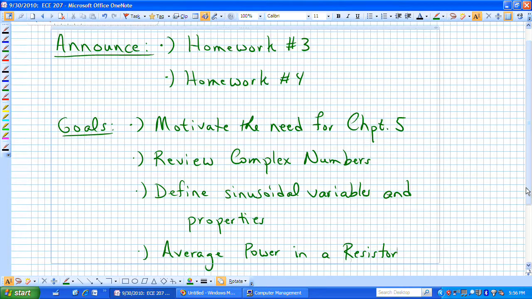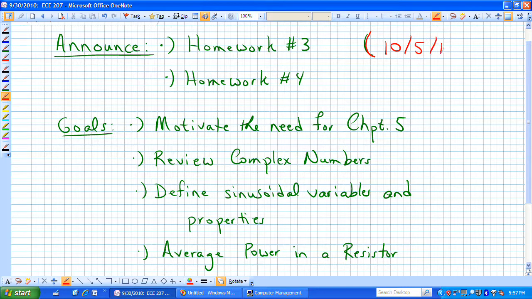Today what we want to go over really is Chapter 5, but before we do that I want to remind you that we have a couple of homework problems or sets that are due. One of those is due next Tuesday on the 5th, and the homework number 4 assignment is due on the 7th. I'm assuming that you have enough background information to work homeworks 3 and 4. Those essentially correspond to Chapter 3 and Chapter 4 material.